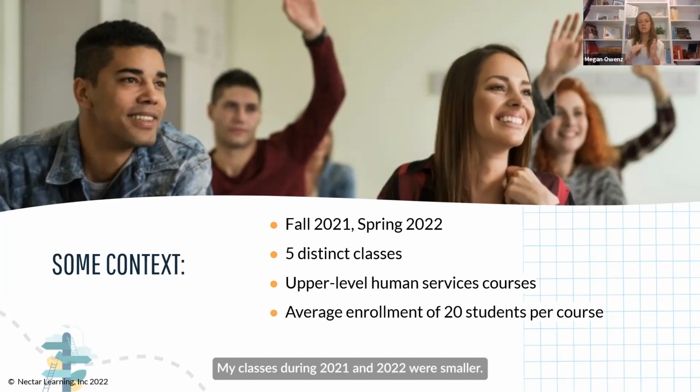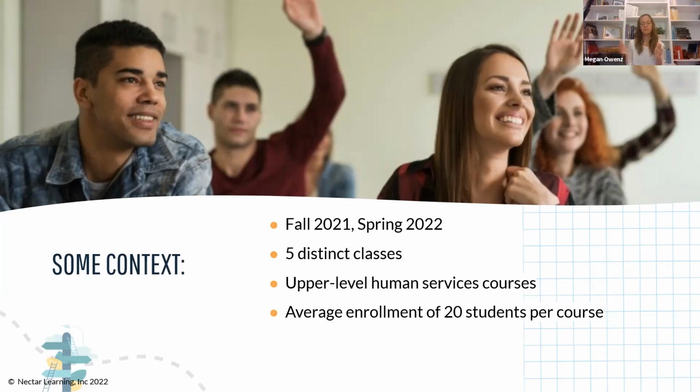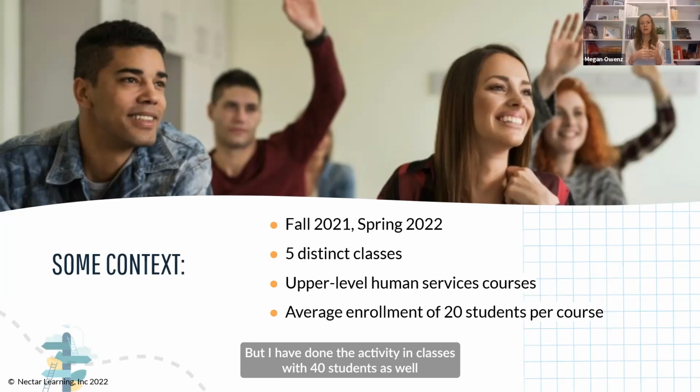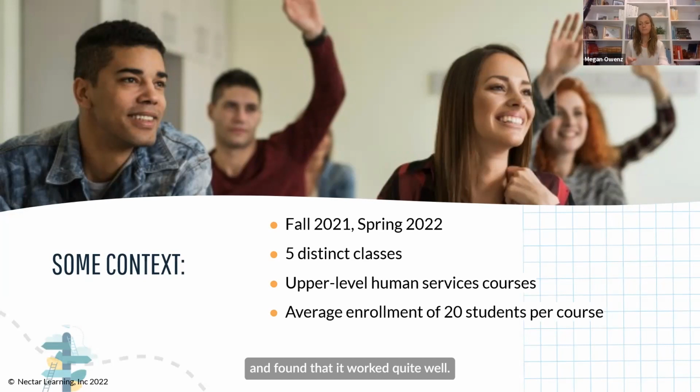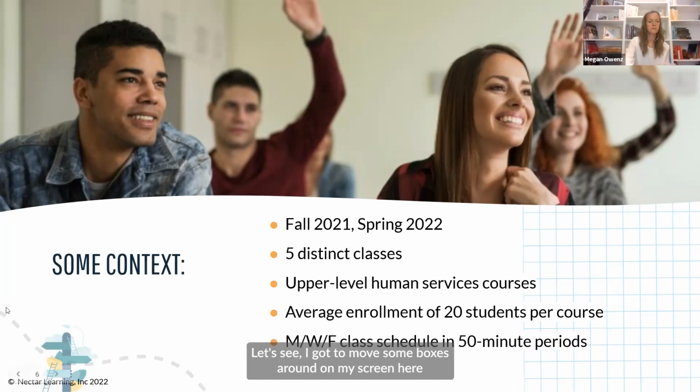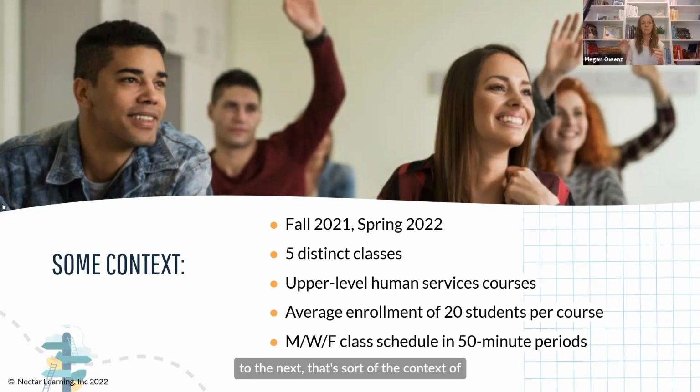My classes during 2021, 2022 were smaller. My average enrollment was about 20 students, but I have done the activity in classes with 40 students as well, and found that it worked quite well. Just for context, the classes I was teaching at the time were scheduled on a Monday, Wednesday, Friday in 50-minute periods. So as I explain how long this took and what we did in one period to the next, that's the context of the amount of time it took.